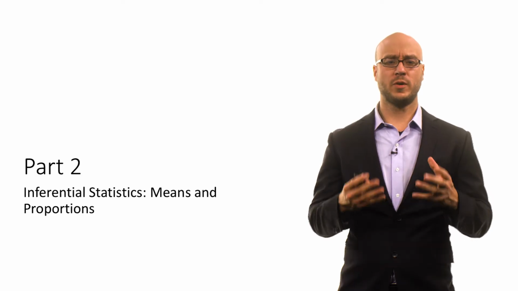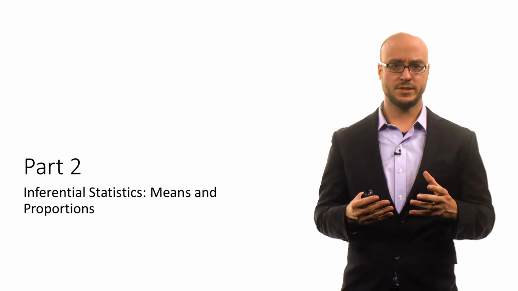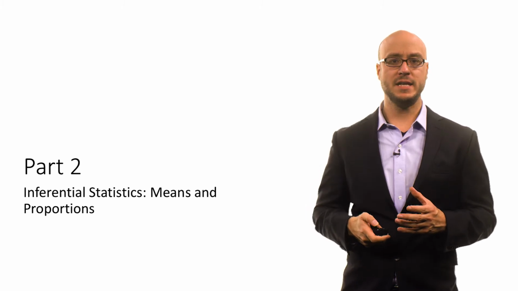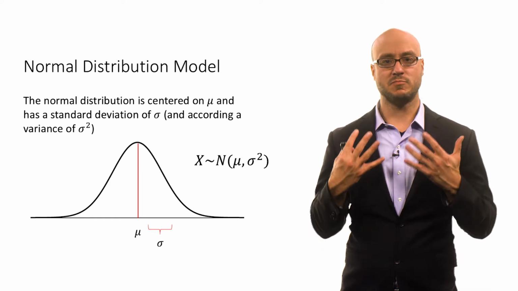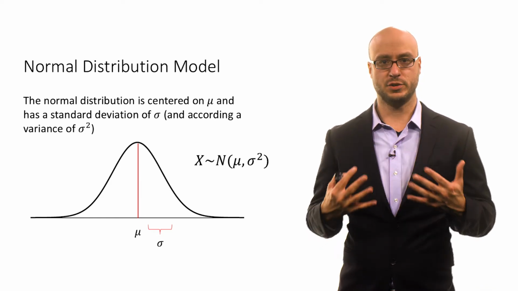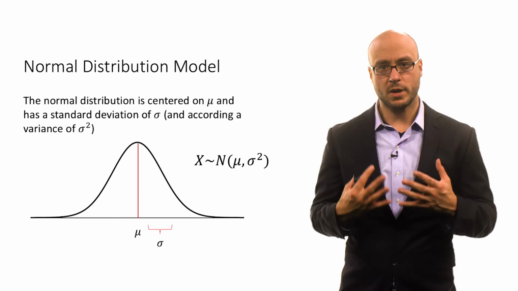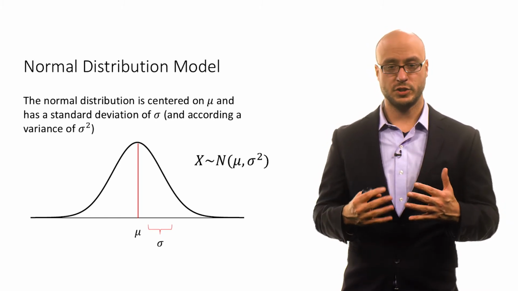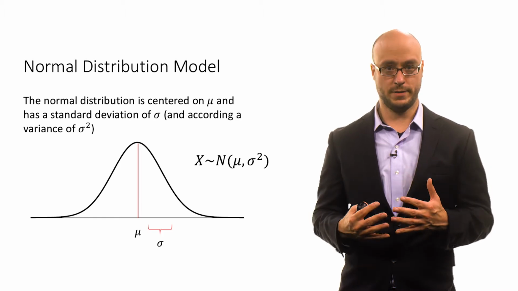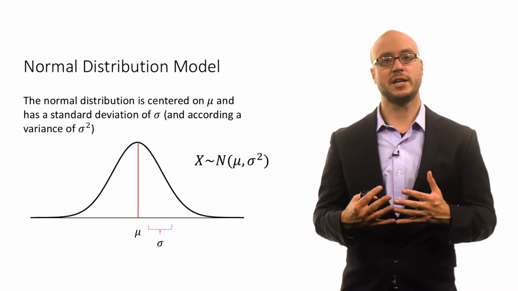For part 2, we're going to talk about inferential statistics, focusing in particular on means and proportions. Before we do that, we need to consider this model of a distribution. This model is called the normal distribution model. It's a probability distribution, so the area under this curve equals 1. It's a model, it's an abstraction.